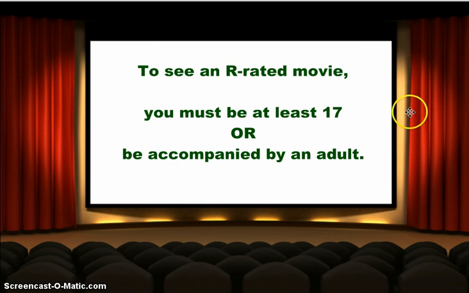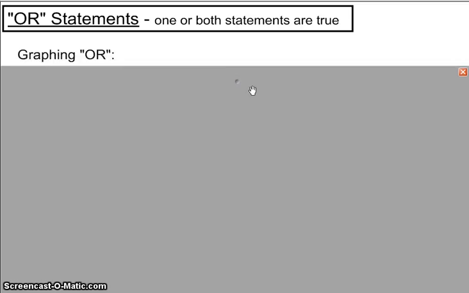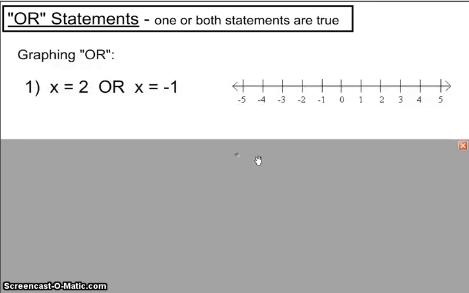So either this would have to be true, you must be at least 17, or you're accompanied by an adult, or both of them could be true, and you could still go to that R-rated movie. And if you understand that, then you're going to be fine with the mathy part of this video. So OR statements. In math, one or both statements are true for that OR statement to be true. So we're going to do some examples here with graphing OR.